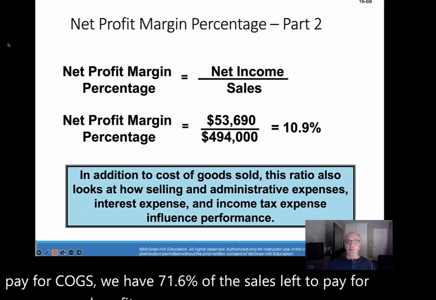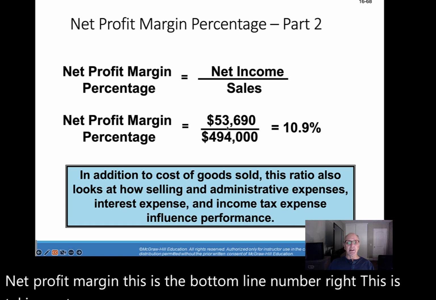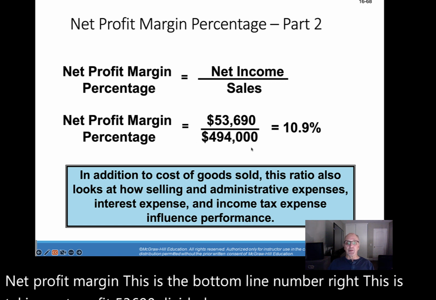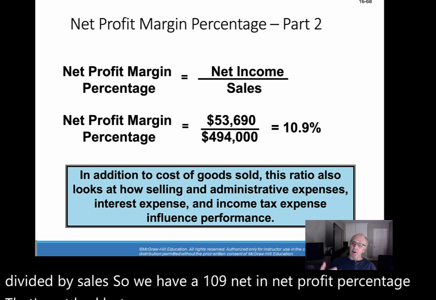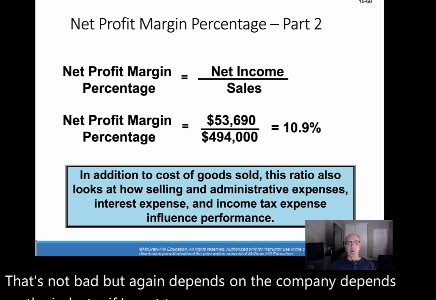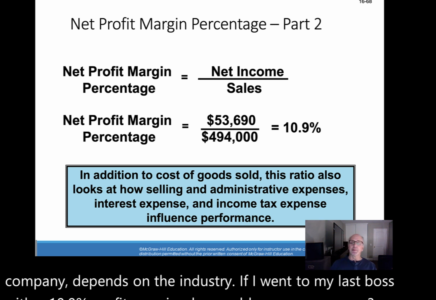Net profit margin, this is the bottom line number, right? This is taking net profit, 53,690, divided by sales. Net income, rather, divided by sales. So we have a 10.9% net profit percentage. That's not bad. But again, depends on the company, depends on the industry. If I went to my last boss with a 10.9% profit margin, she would say, "Are you crazy?" Because we ran about 25%.